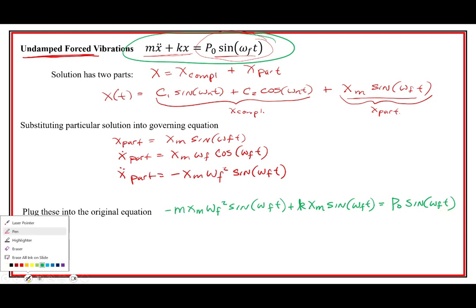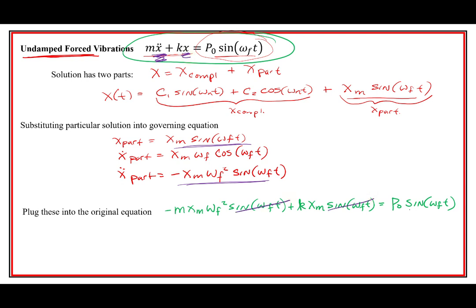Let's just double check that we didn't go too fast here. We put this in for this guy up above, and then we took this one and put it in here, and we already had the term on the left. So we can see right away that the sines go away, and what we're left with is xm equals P0 over k minus m omega f squared.